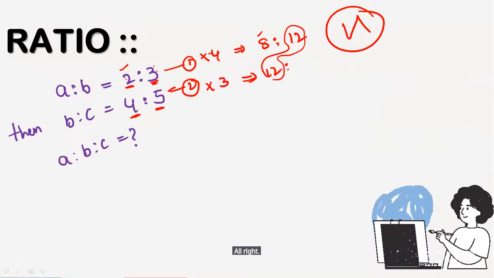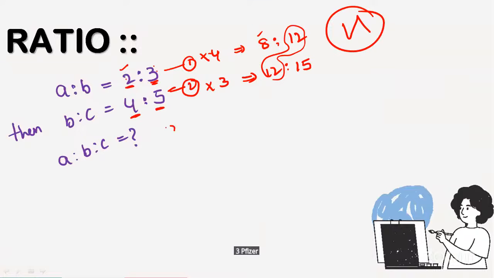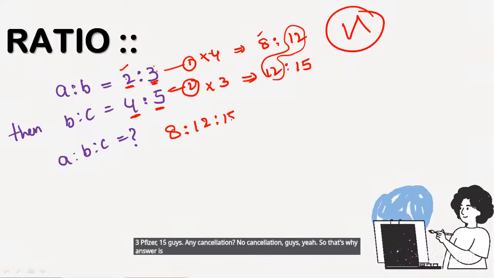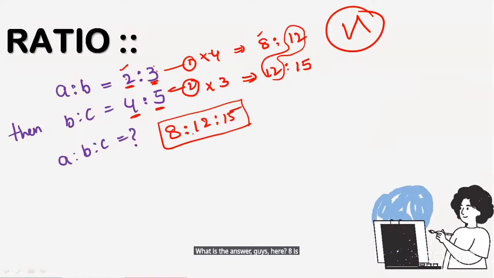Let me calculate here. 4 3s are 12 and 3 5s are 15. Any cancellation? No cancellation here. So the answer is 8 is to 12 is to 15. If there is a cancellation, we cancel similarly; otherwise, if there isn't, that is the answer. What is the answer? 8 is to 12 is to 15.